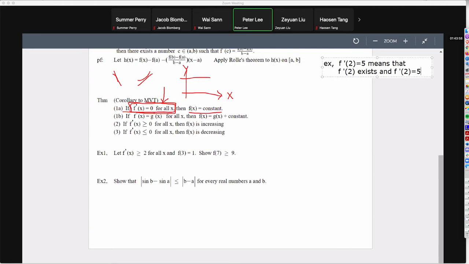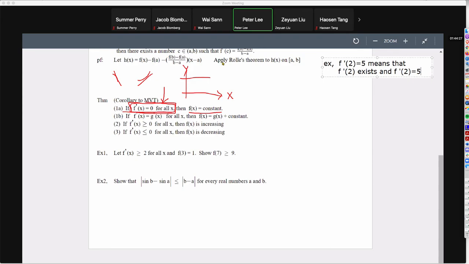When you say f prime of 2 is equal to something, that means that f prime exists. We don't say that, but the way to understand it is f prime of 2 exists, and it's 5. If it doesn't exist, it cannot be a number. So we assume that it exists. In this case, f prime of x equals 0 for all x, so f prime obviously exists. How can you draw a curve where f prime exists all the time and the derivative is 0 all the time? Well, the only way is to draw a horizontal line.